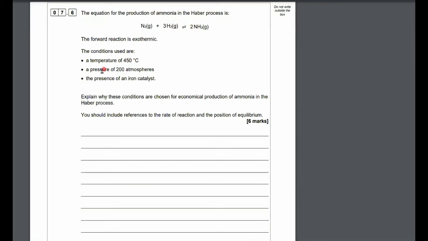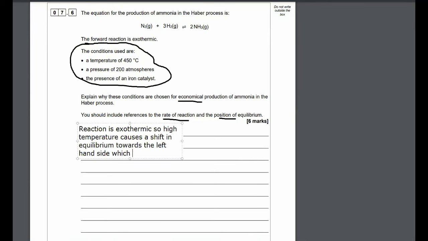Okay, on to 7.6, and it's a dirty six marker. The equation for the production of ammonia in the Haber process, we've got the equation. The forward reaction is exothermic. The conditions used are 450 degrees, 200 atmospheres, and an iron catalyst. You need to talk about all three of those and the economical situations, basically mention money and cost, rate of reaction, and equilibrium. So I'm going to put my answers up here.